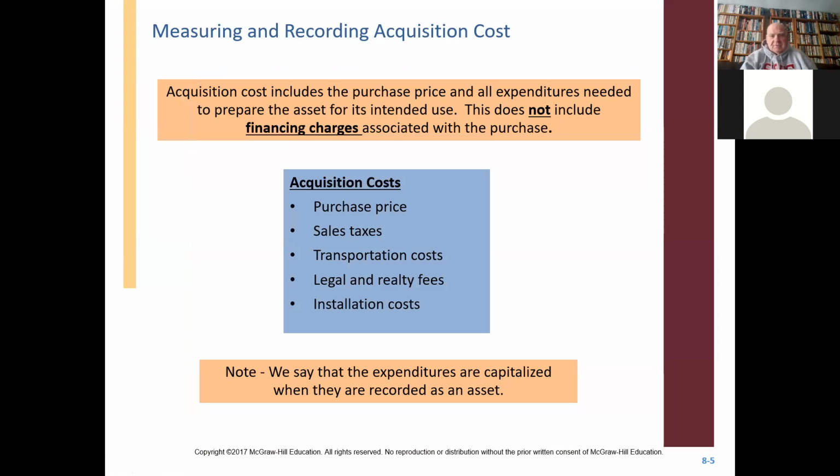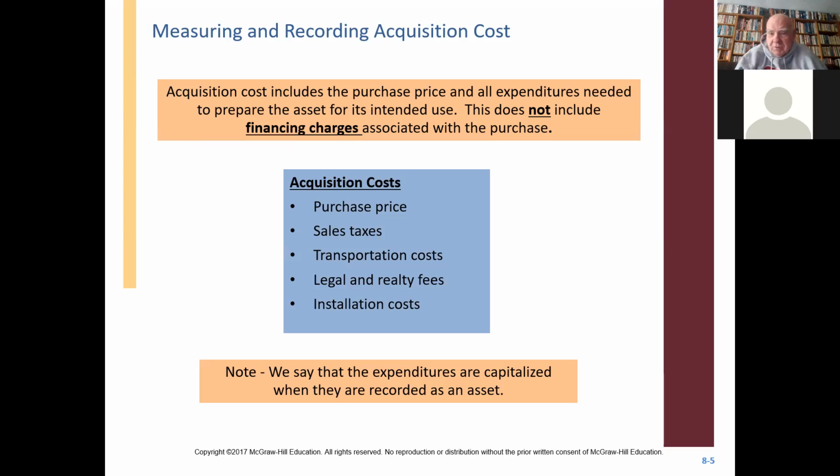Acquisition cost. Let's talk about this a little bit. It'll be on the test in the form of a couple of questions, I bet. Acquisition cost includes the purchase price of the item. Well, we know that. But it also includes any expenditure, meaning cash outlays, needed to prepare the asset for use. And then they want to complicate things with this: it does not include financing charges involved with the purchase. So I think we can ignore that.